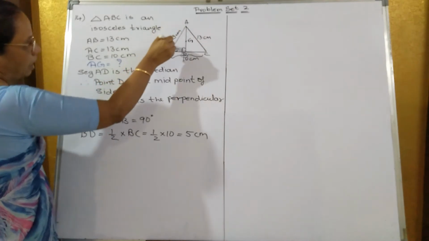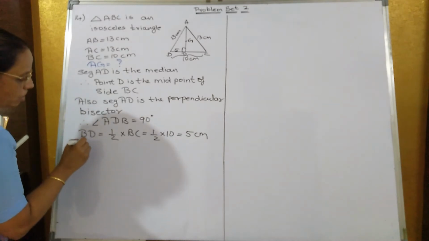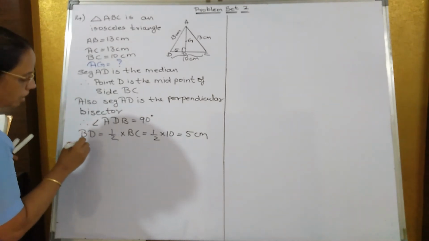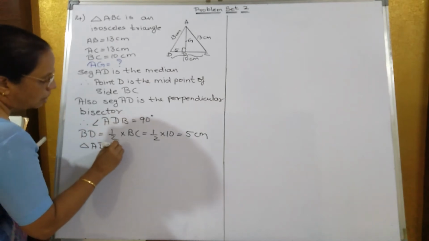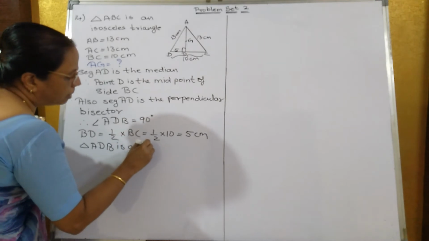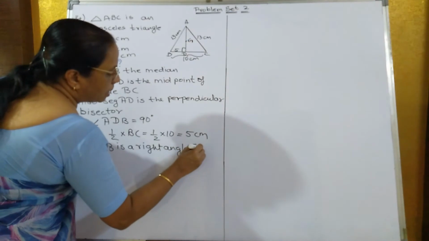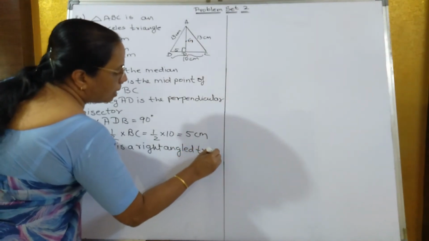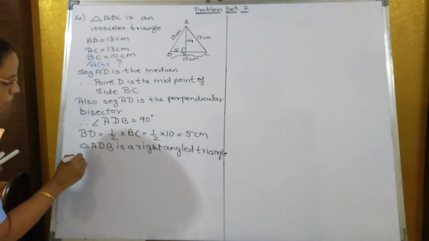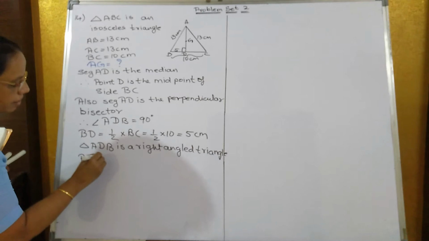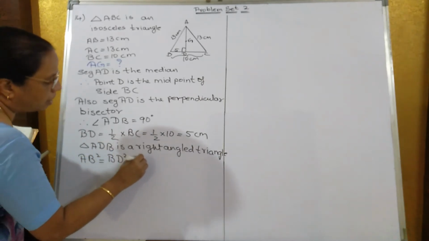This triangle ABD, which type of triangle has it become? Right angle triangle. Why? Because angle ADB is equal to 90 degree. So triangle ADB is a right angled triangle. Since it is a right angled triangle, we can apply Pythagoras theorem. So AB square is equal to BD square plus AD square.